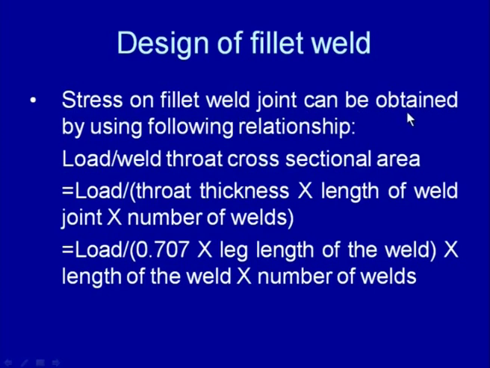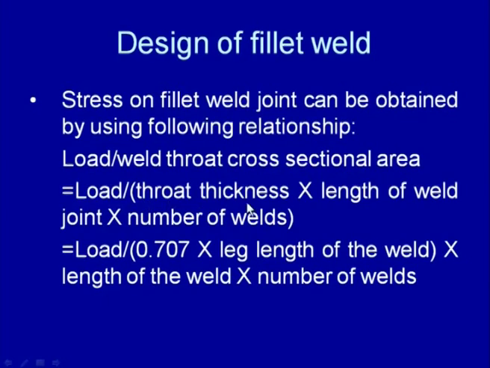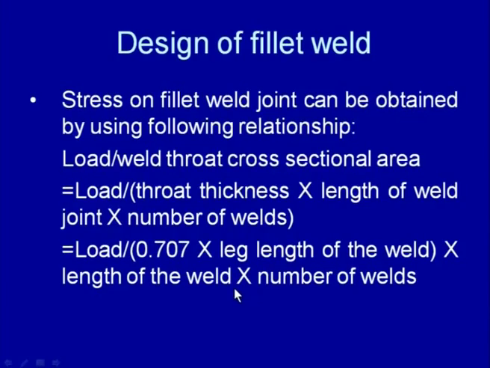So, for designing the fillet weld, the stress on the fillet weld joint can be obtained using the following formula: the load divided by the load resisting cross sectional area, that is the load divided by the throat thickness multiplied by the length of the weld into the number of welds, and the load divided by 0.707 into the leg length of the weld into the total length of the fillet weld multiplied by the number of welds.